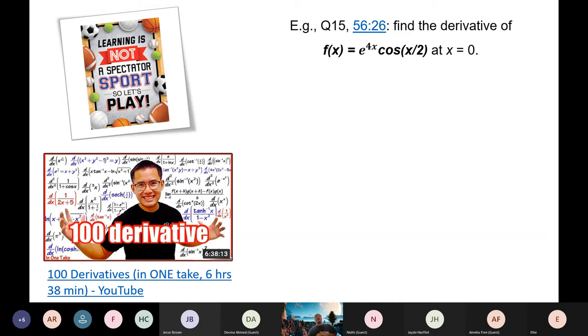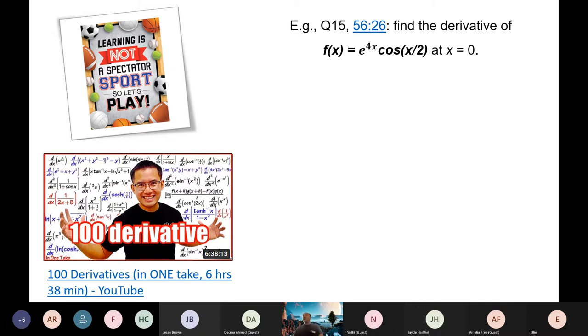Is this a simple function f of x? It's not simple, right? It's a combined function. It's a product of two smaller functions. The first one is e to the power of 4x, multiplied with the second smaller function, cosine of x over 2. And within each of the smaller functions, it's also a combined function, because in e to the power of 4x we combine e to the power of something with 4x, and in cosine of x over 2 we combine cosine of something with x over 2. So it's already a complicated function, right?